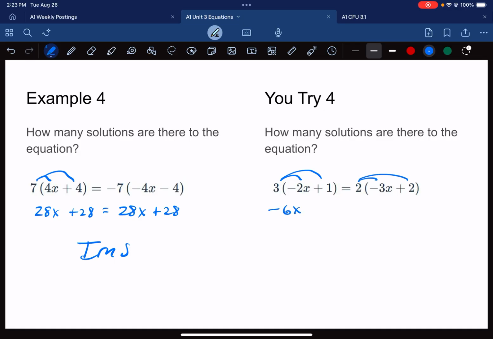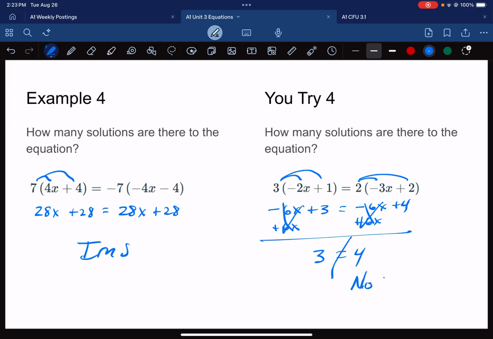Negative 6x plus 3. Negative 6x plus 4. I see my negative 6x's are the same, so they're going to cancel when I add 6x. But 3 and 4, they are not equal. There's no solution to this. Okay?